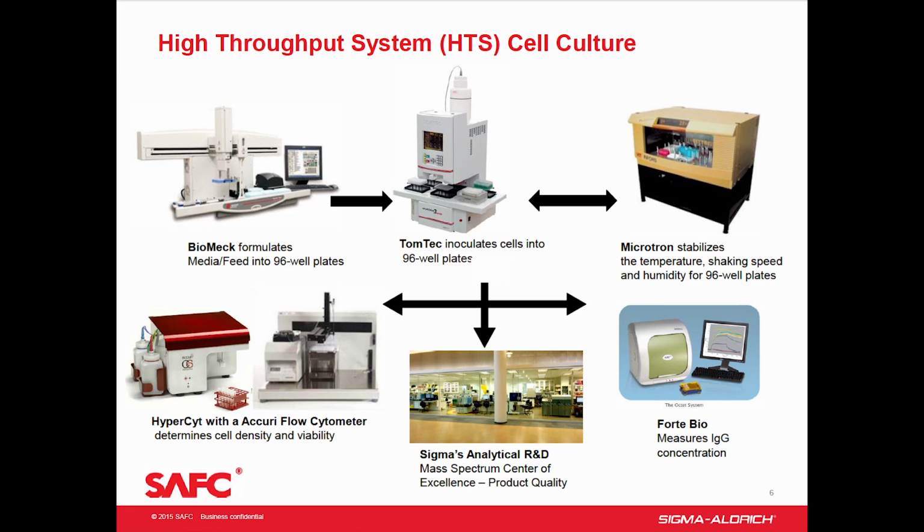Once the cells are incubated, we pull samples out. Those samples will be looked at on our benchtop flow cytometer. We use the Hypercyt with the Accuri flow cytometer. Samples will also be sent over to our ForteBio for IgG analysis. These are typically mAbs we're working with. We also have very good analytical capabilities. This is a picture of our analytical R&D lab in our St. Louis facility, where we'll talk about our mass spectrometry analysis and our capabilities there, so we can look at protein quality.